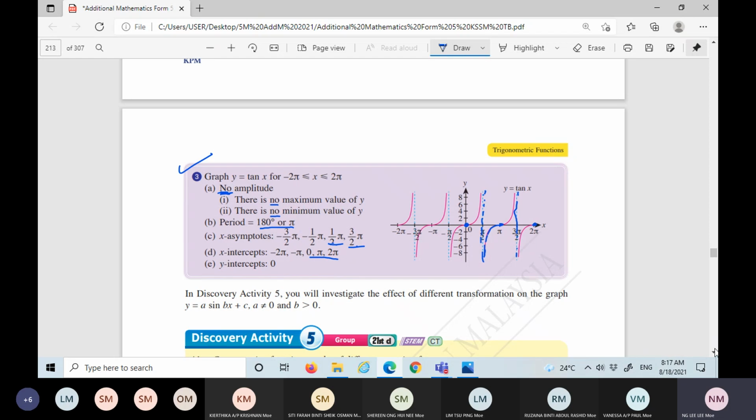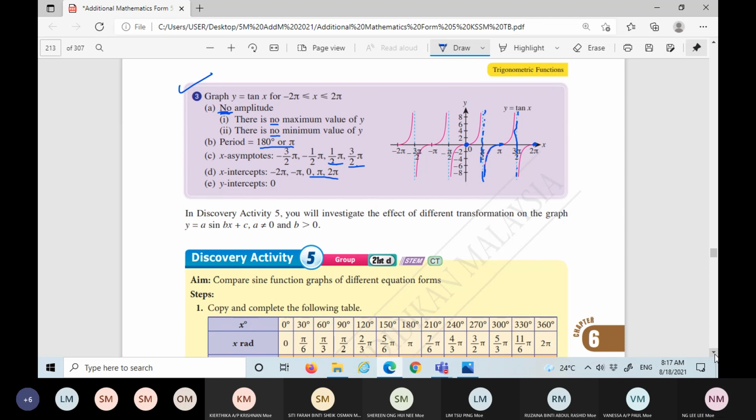That's about it for the properties of these three types of graph. Any questions so far? This one is like a revision of your modern maths.